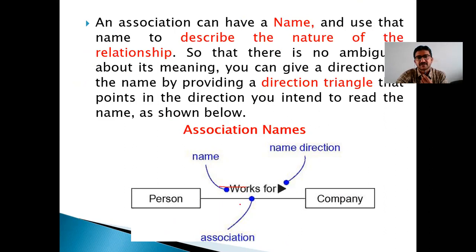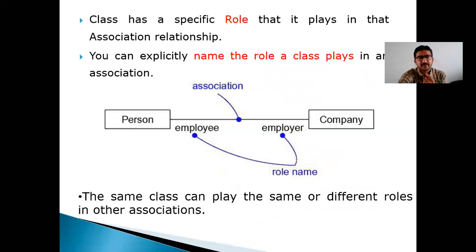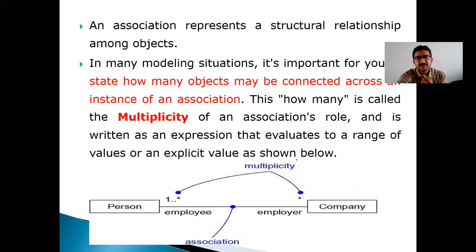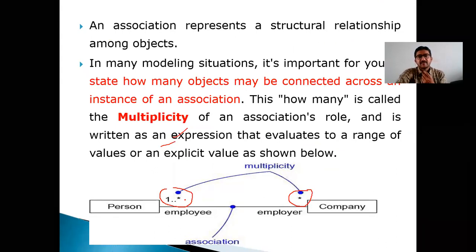The example we are talking about is this, right? Here also we can give the name, works for, and mention the direction. So name and direction, and we can also use the role, employee. We can also use multiplicity. Now, how do we read this multiplicity? If you observe carefully, one or more persons are working in one or many companies. In many companies, one or more people will work.